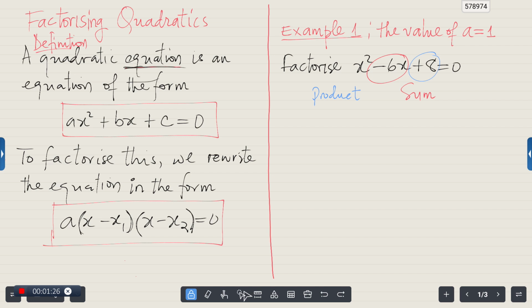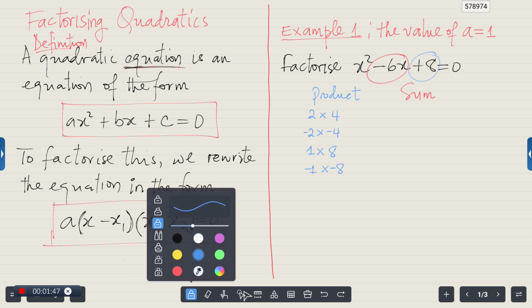Numbers that can multiply to form plus 8. So we have 2 multiplied by 4. We have minus 2 multiplied by minus 4. We have 1 multiplied by 8, and minus 1 multiplied by minus 8.